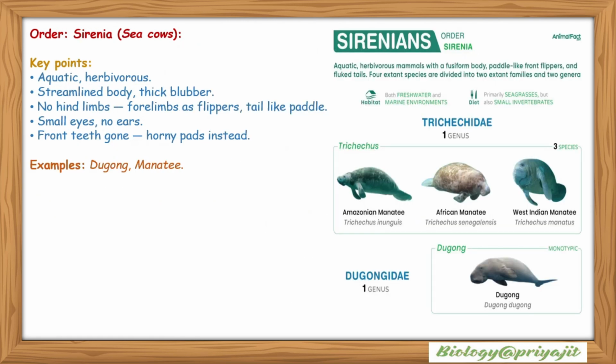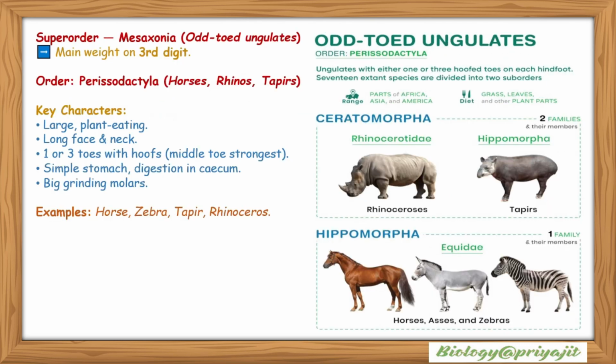Order Sirenia, which is also known as sea cow. They are aquatic and herbivores. They have a streamlined body, thick blubber, no hind limbs, and forelimbs are flippers. They have a tail-like paddle. They have small eyes and no ears. The front teeth are gone, with horny pads instead. Examples include dugong, manatee, etc.